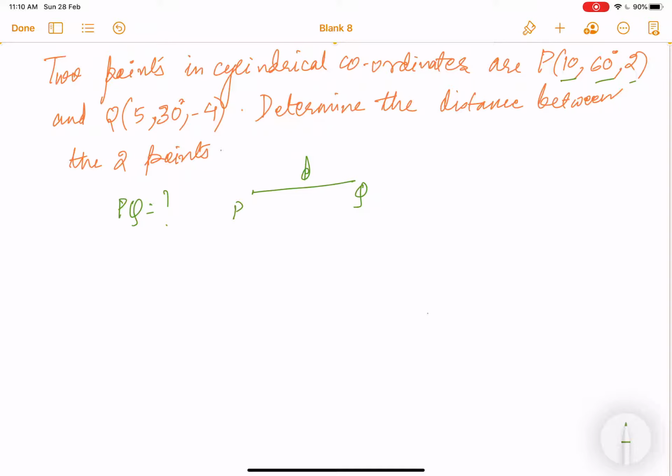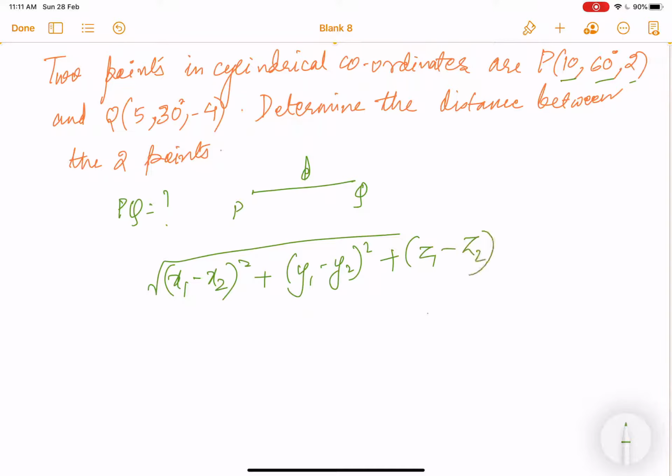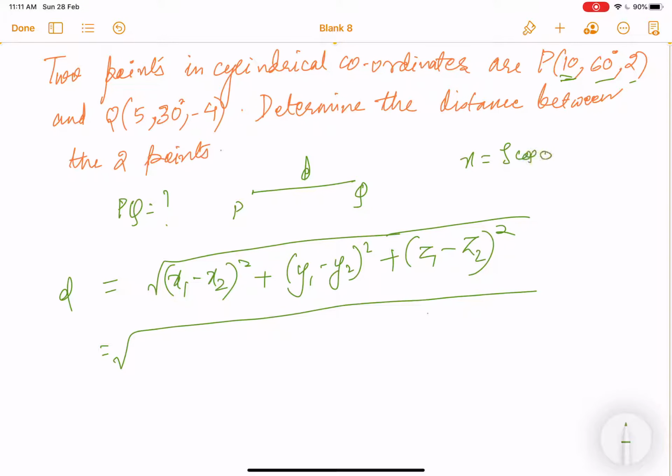In one way, we can convert it into Cartesian coordinates and then find it simply by doing (x1 minus x2) whole square plus (y1 minus y2) whole square plus (z1 minus z2) whole square. So this is how we do it. So what is x1? X is rho cos phi, y is rho sin phi, and z stays as it is.